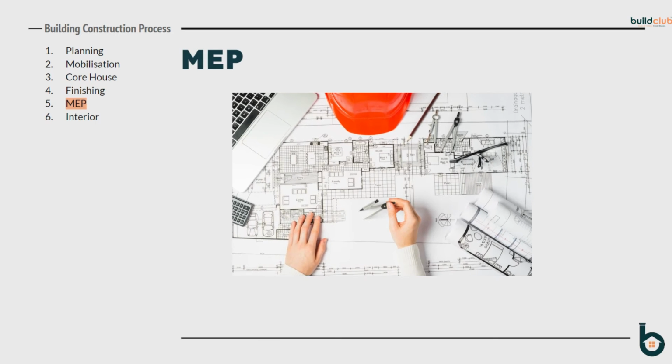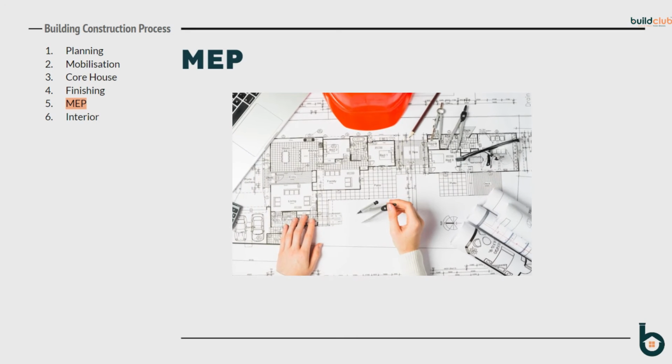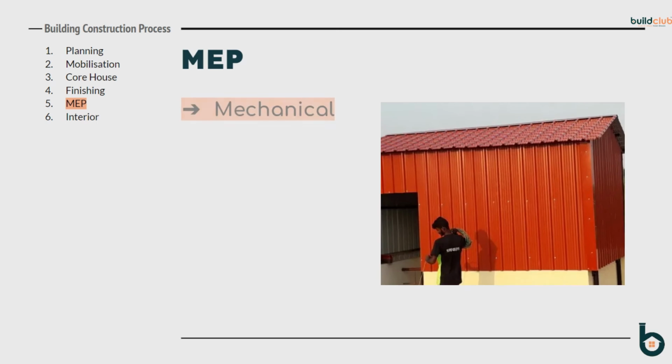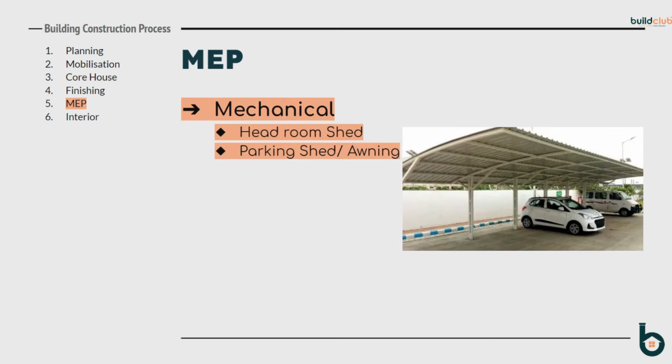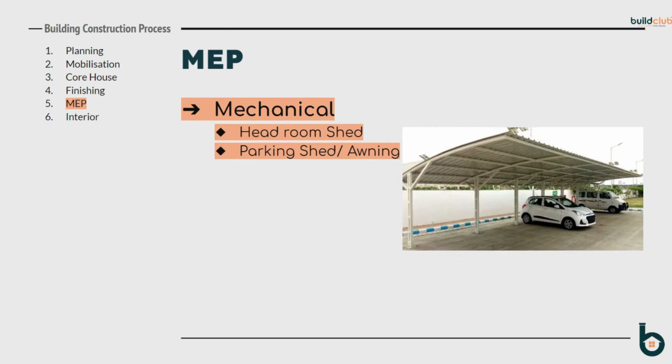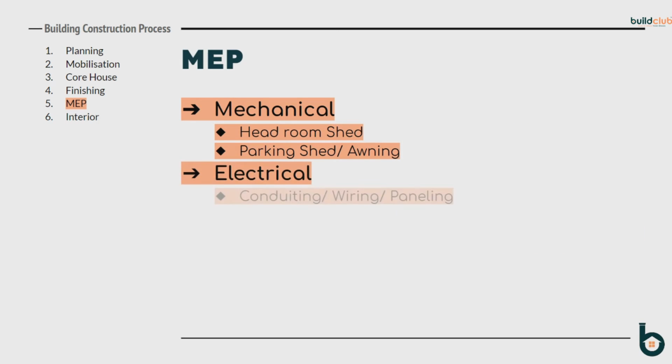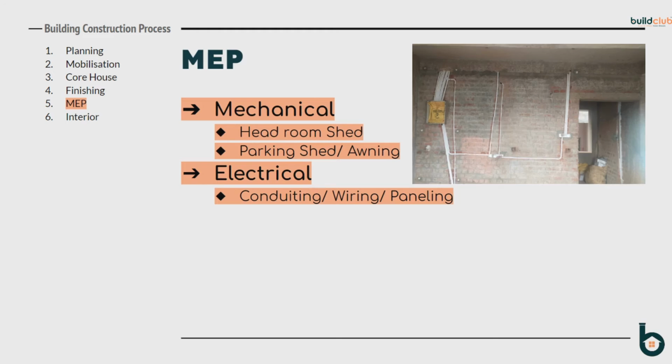Fifth phase is MEP, with full form mechanical, electrical and plumbing. First is mechanical part, which includes erection of headroom shed and parking shed or awning. Second in the line is electrical works, which is a side-by-side activity.